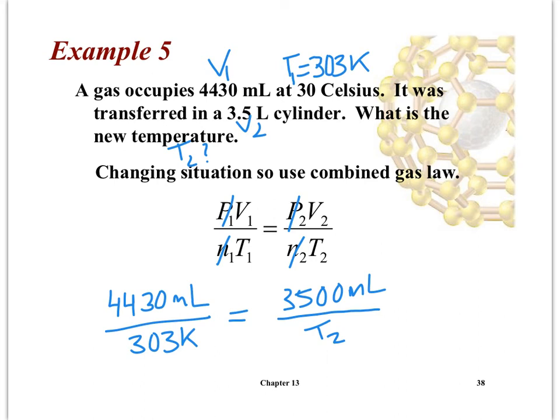And if you plug that into your calculator, you end up with T2 as being 239.4 Kelvin. And you can leave it that way. It doesn't really specify what units they want for temperature. If they asked for Celsius, it is negative 33.6 Celsius. But either answer is fine.